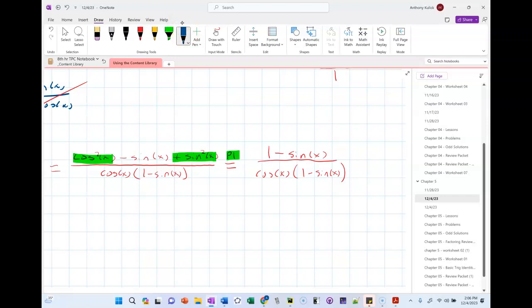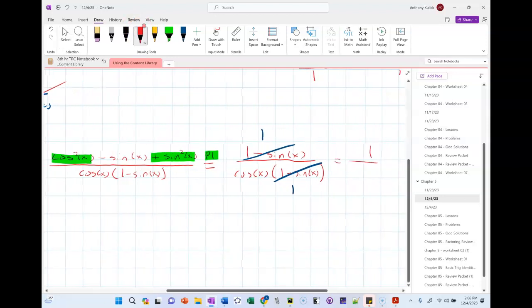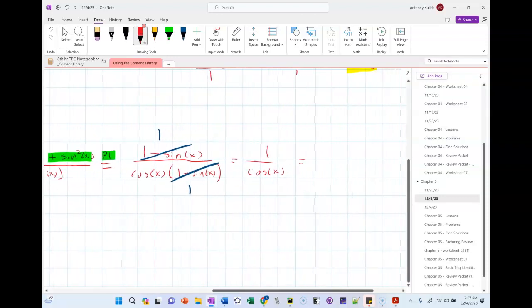What can I do now? I can reduce the fraction by crossing out the 1 minus sine x's that are now common. Remember, when I cross them out, though, what do I get? 1s. So on the numerator, I have a 1. In the denominator, I have cosine x times 1. Well, I'm just going to write that as cosine x.